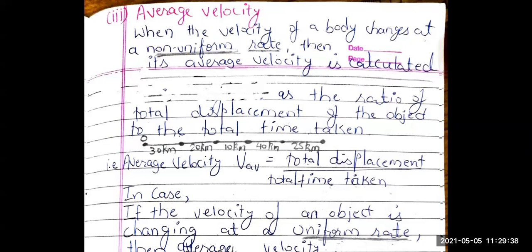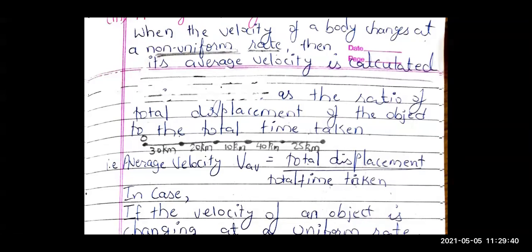Non-uniform rate, we know. Suppose this is for the first hour, this is for the second hour, this is for the third hour, this is for the fourth hour, and this is for the fifth hour. If you see, your object is moving on a straight path. In the first hour, it is covering a displacement of 30 kilometers, since it is moving on a straight path, so we will use the word displacement.